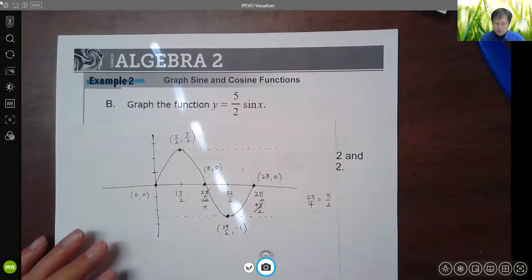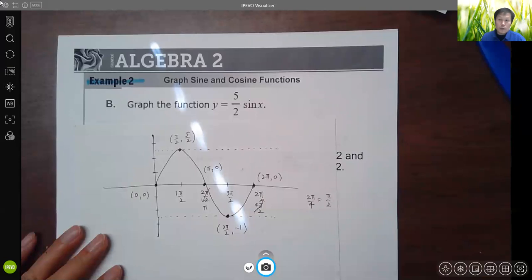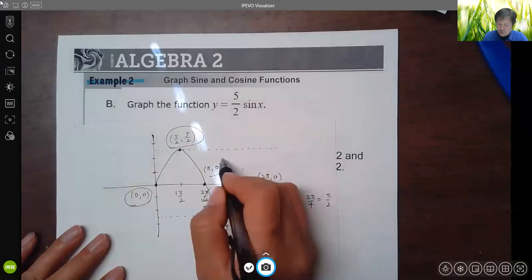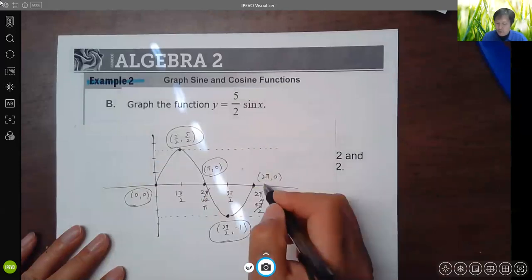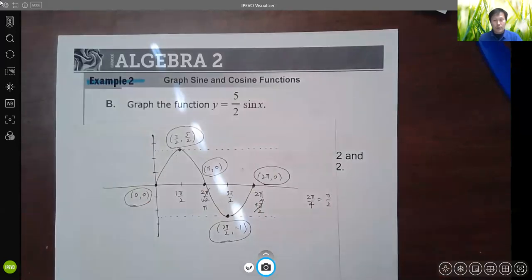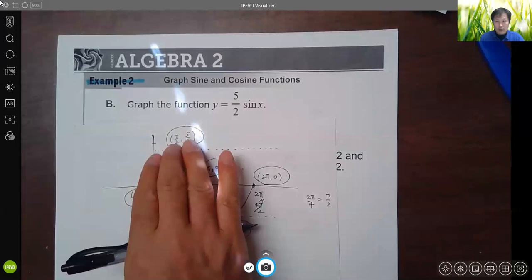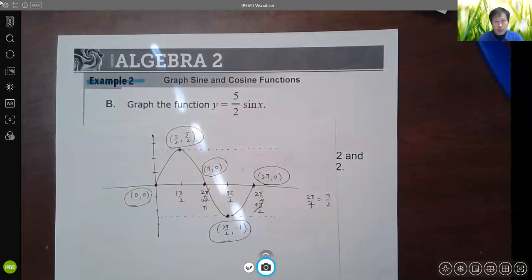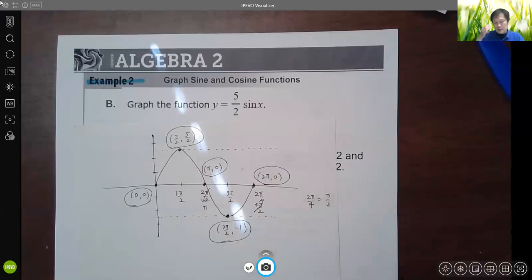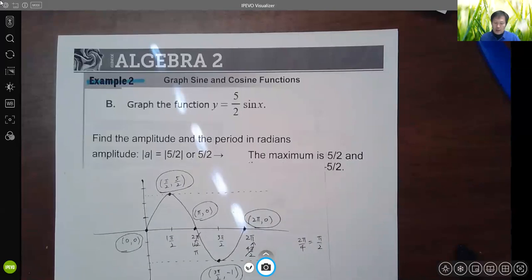When you plot these on your RX homework, you need these 1, 2, 3, 4, 5 points. You need to type those 5 points as coordinates on your RX. Then you can click the graph. That's how you graph the sine graph on your RX.